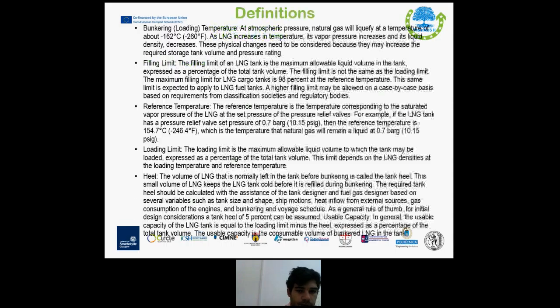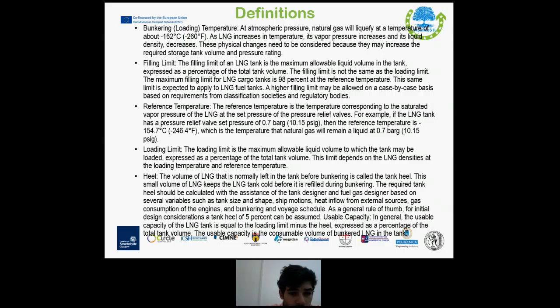Now, for starters, to the definitions. Bunkering, loading temperature. At atmospheric pressure, natural gas will liquefy at the temperature of about -162 Celsius. As LNG increases in temperature, its vapor pressure increases and its liquid density decreases. These physical changes need to be considered because they may increase the required storage tank volume and pressure rating.